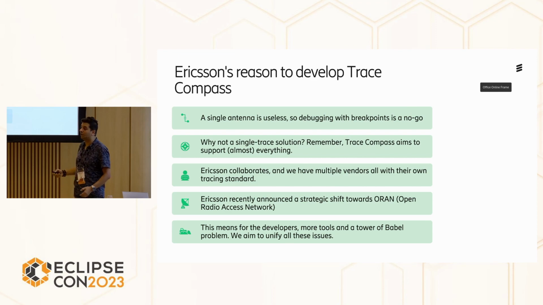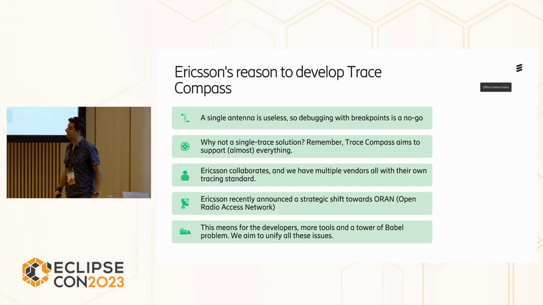So, what's our reason to develop Trace Compass? Why do we need such a big, complicated thing? Ericsson makes antennas, right? If you're trying to troubleshoot, you have two choices, really. You can debug or trace. Printf, I'm going to pretend doesn't exist. If you debug, you need a breakpoint. A breakpoint stops the world. If you have two antennas and one has a breakpoint, you have one antenna. A single antenna is useless. We are dealing with a complicated distributed system.